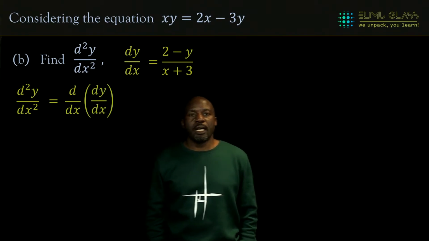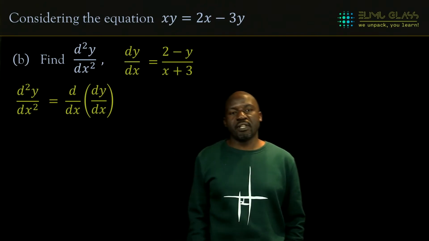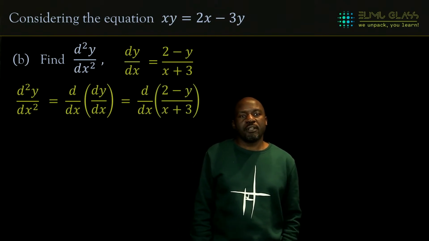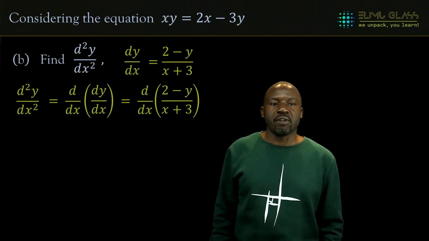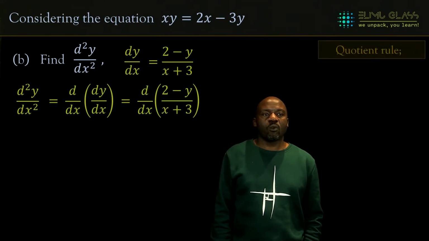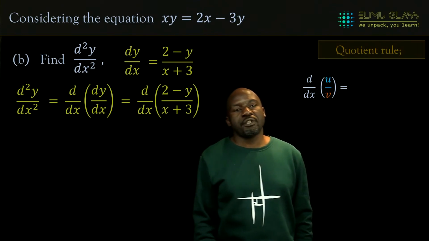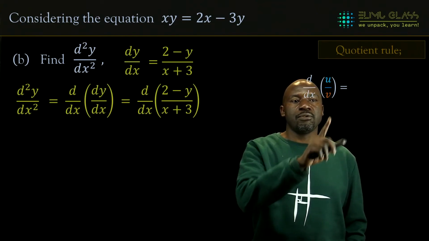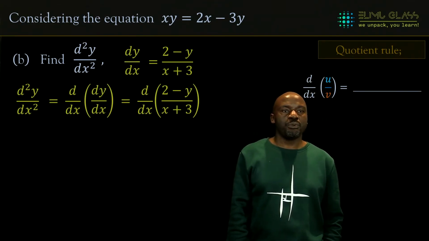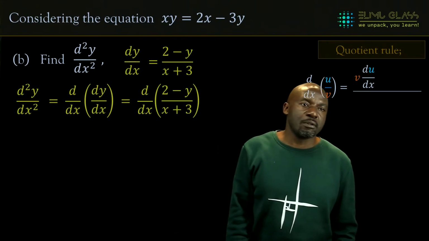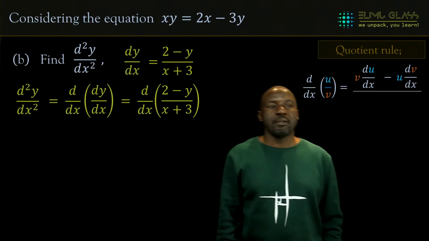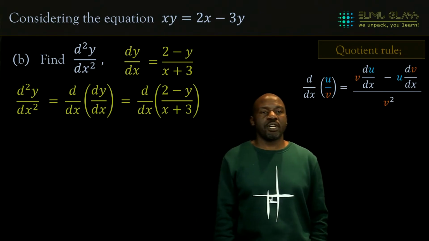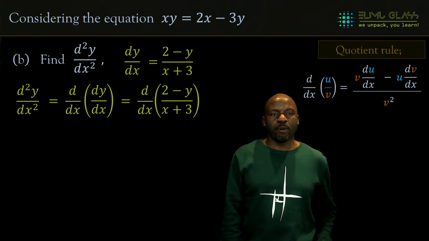The quotient rule. First of all, remember that the second derivative is the derivative of the first derivative, okay? And so that is going to be the derivative of (2 minus y) over (x plus 3). Now we need the quotient rule, which says that the derivative of u divided by v is v times the derivative of u minus u times the derivative of v, everything divided by v squared. This is something that we already know from section 5.2.